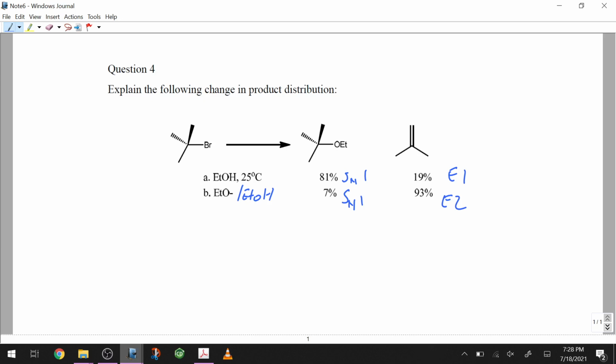Ethanol is not a strong base. It's not a strong nucleophile. It's a solvent, basically. Ethoxide is a strong nucleophile and a strong base. But only the strong base application here can really do anything.